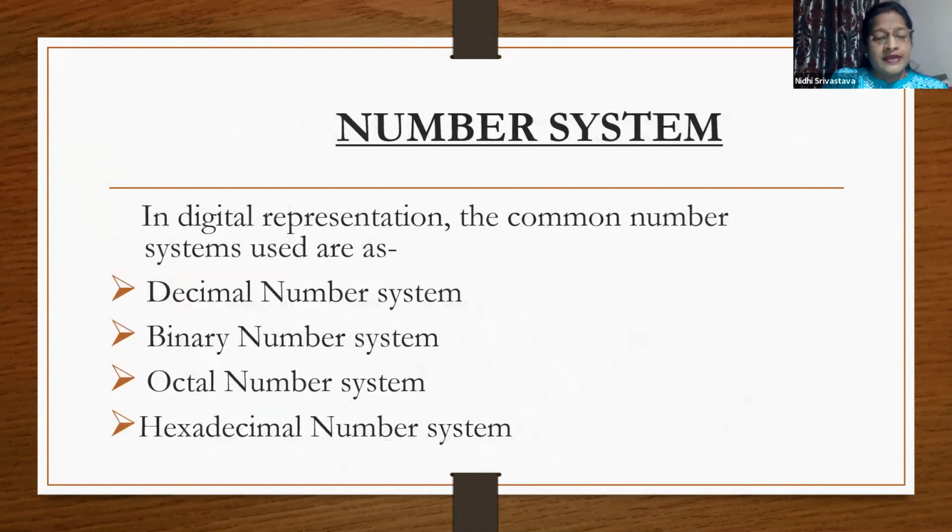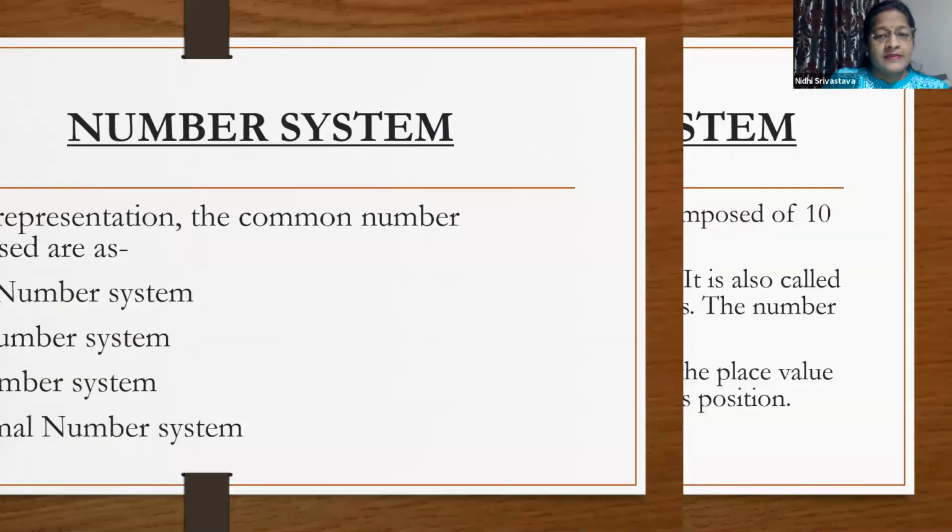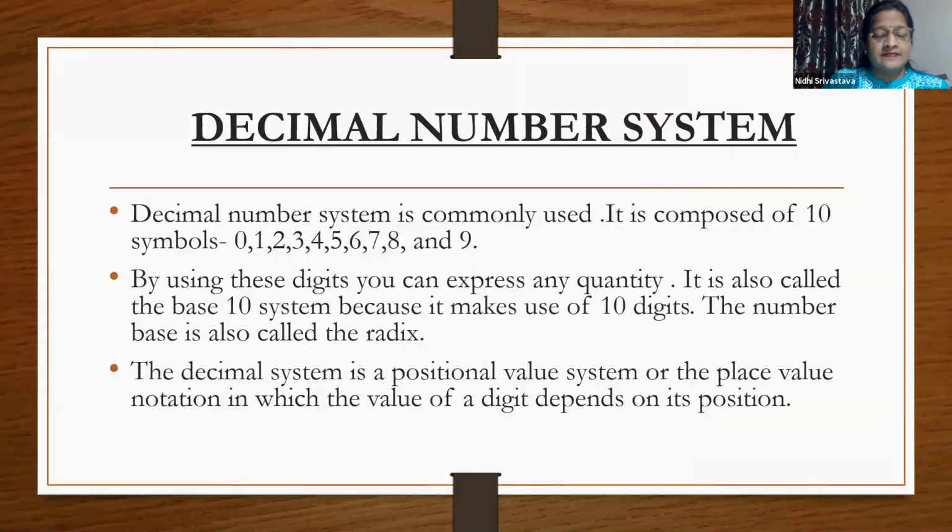Number system. In digital representation, the common number systems used are the decimal number system, binary number system, octal number system, and hexadecimal number system. Number 1, decimal number system. The decimal number system is commonly used.